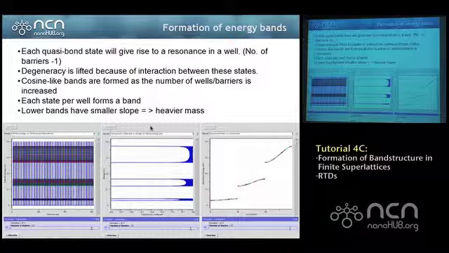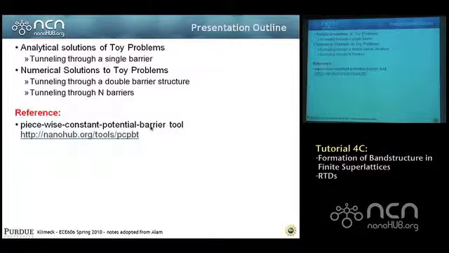So the bottom line here is really each quasi-bound state will give rise to a resonance in a well, and that's the number of barriers minus 1. The degeneracy is lifted because of the interaction between these states, and a cosine-like band forms as the number of wells and barriers is increased, and each state per well forms a band. Right, so here's 1 state, 2 states, 3 states, so we have 3 bands that are starting to form. Okay? And the lower bands have a smaller slope, that means they have a heavier mass. All right.